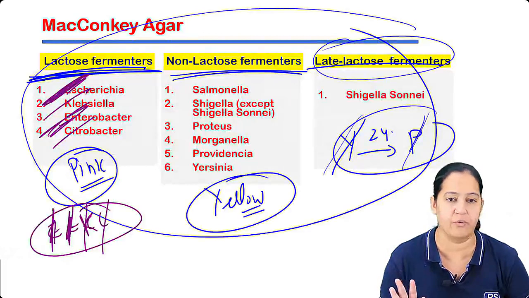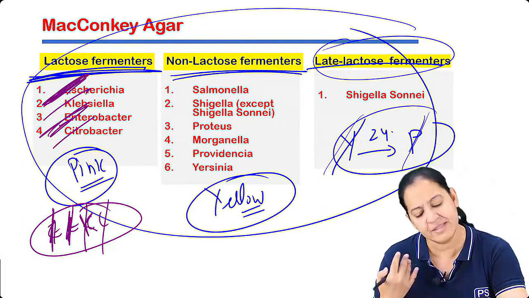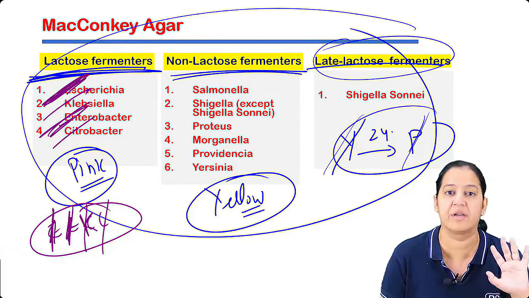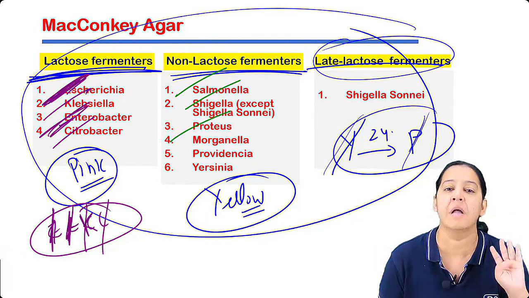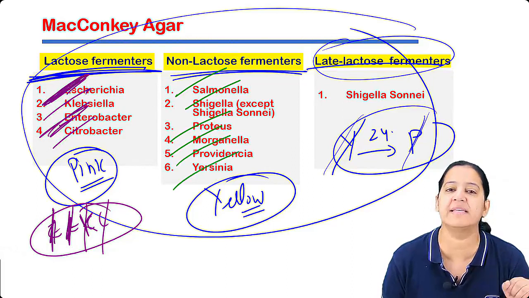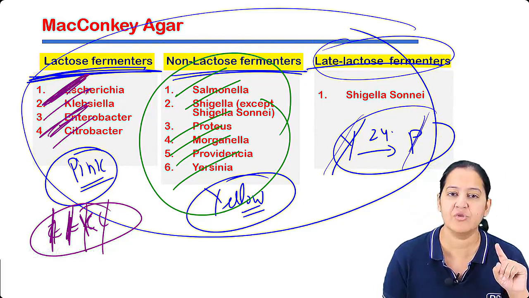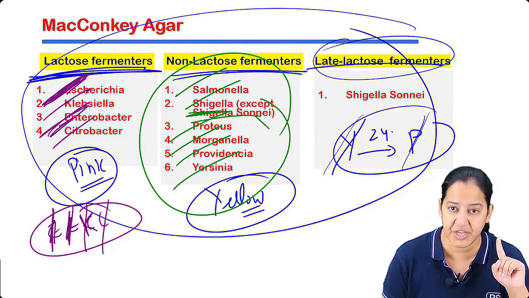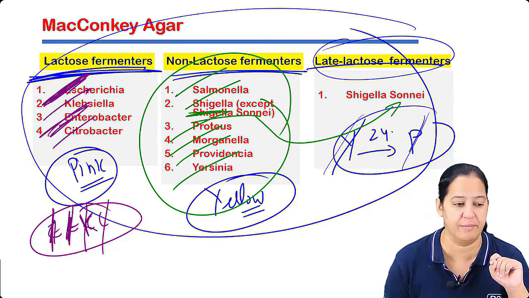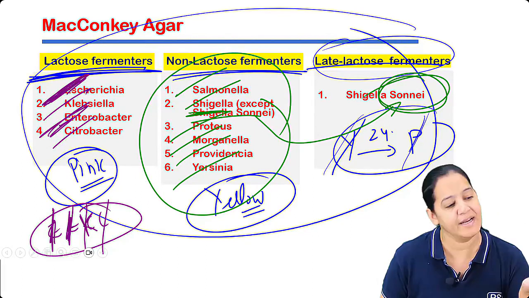Learn only these 4, and remaining all are non-lactose fermenters. Don't learn the names, just learn that all the remaining will be non-lactose fermenters. It can be Salmonella, Shigella, Proteus, Morganella, Providencia, Yersinia. All the members form yellow colonies except one. There are 4 types of Shigella. One of them is Shigella sonnei, which is a late lactose fermenter. You can learn a mnemonic: Sonnei is always late. It is a late lactose fermenter.